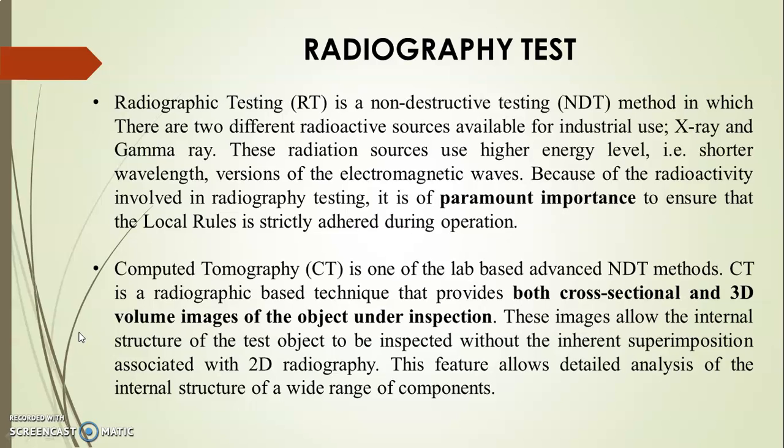So we can observe cross-sectional as well as 3D volume images with the help of computed tomography. By that way, it is important. These images allow the internal structure of the test object to be inspected without the inherent superimposition associated with 2D radiography. So CT, that is computed tomography, provides both cross-sectional as well as 3D volume-based images of the objects under inspection.